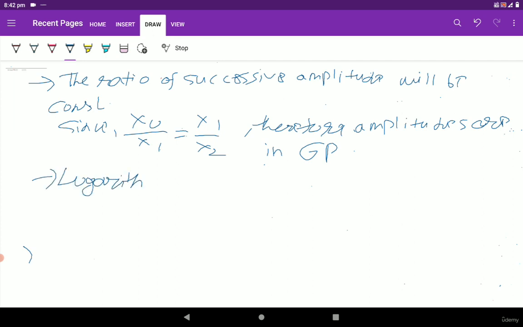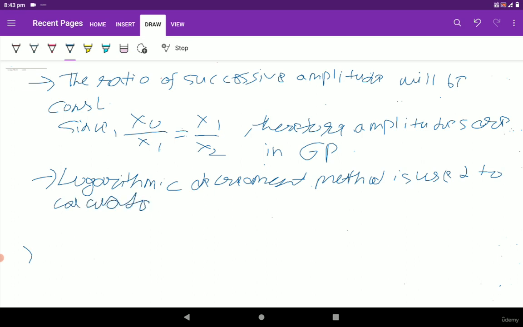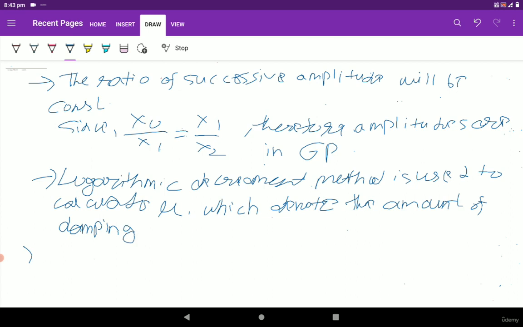Logarithmic decrement method is used to calculate the damping factor, which denotes the amount of damping present in a real physical system.